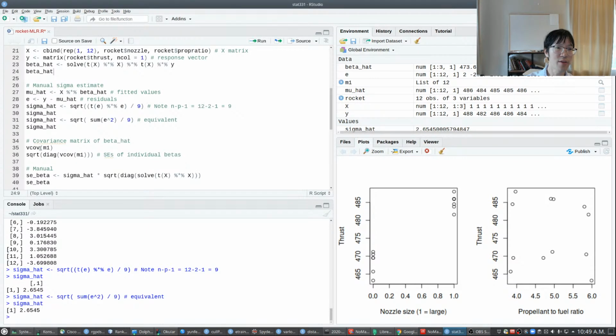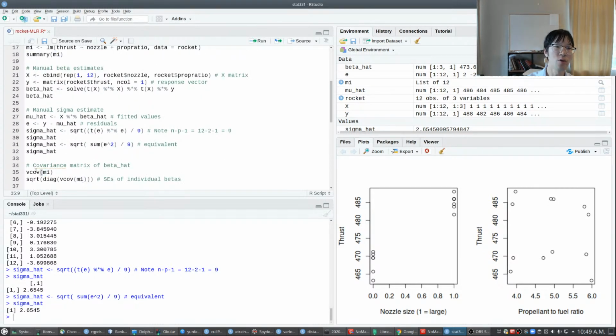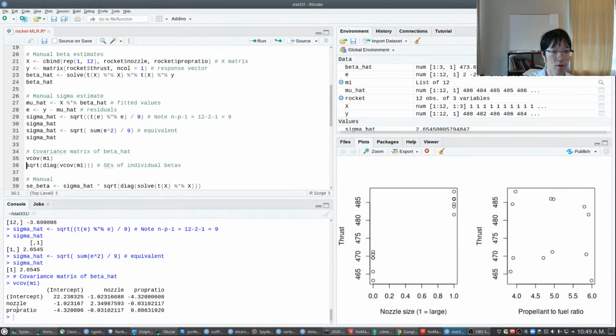To extract that, we can use vcov, which stands for variance covariance, and we simply put in the model we saved earlier. I saved the output of lm into the variable M1. So if I take vcov of the model object, that will give me the covariance matrix for beta hat, and it has everything labeled. As we expect, the covariance matrix is symmetric. You have the diagonal elements, and then you have the covariance terms between the various betas.